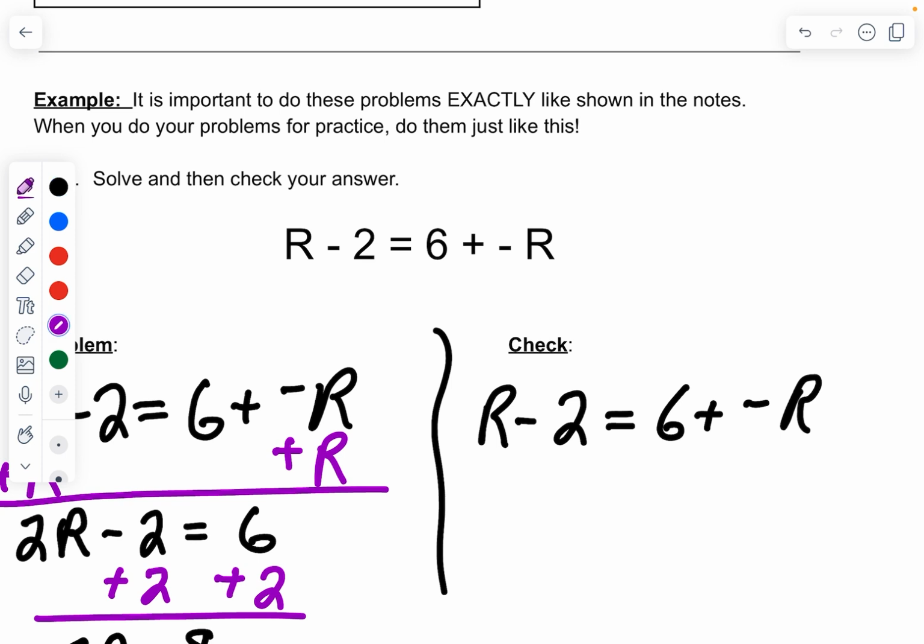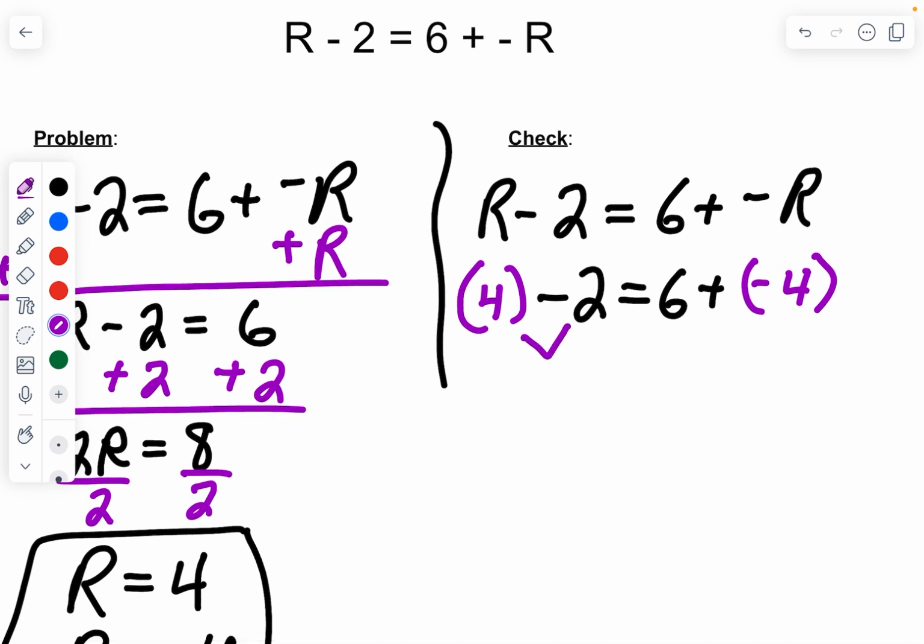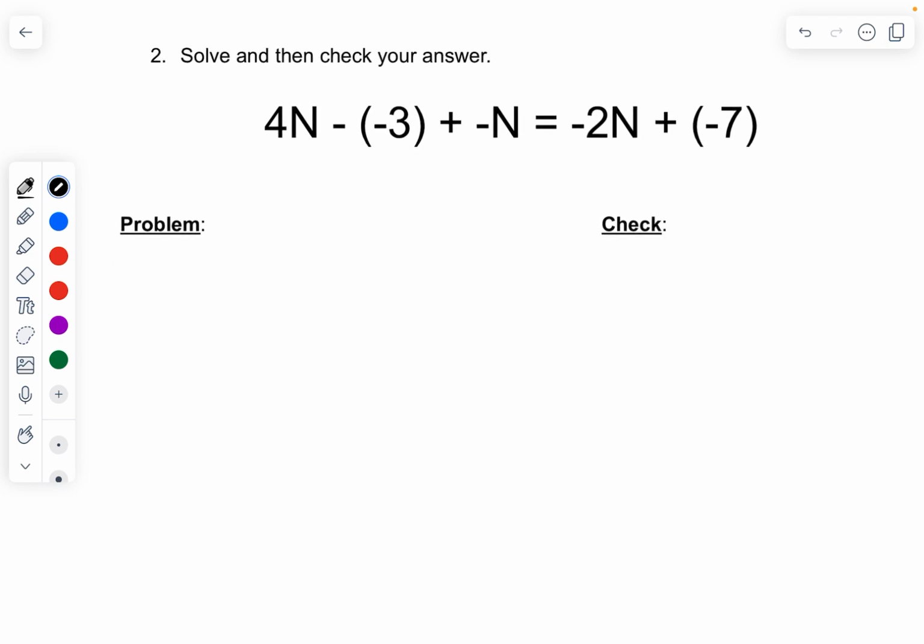I'm going to take out the r and I'm going to put in a 4. And the negative r is a negative 4. And if I go ahead, 4 minus 2 is 2. If you want to turn it to an addition statement, that'd be great. And then 6 plus a negative 4 is 2. And you'll notice that both sides equal each other. Let's move on to the second problem.